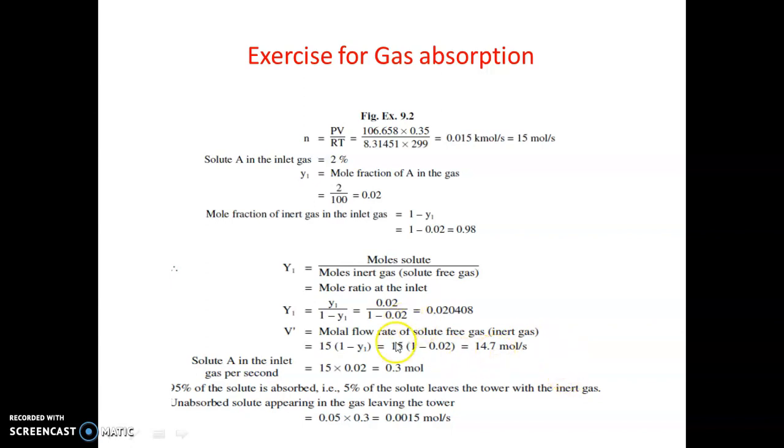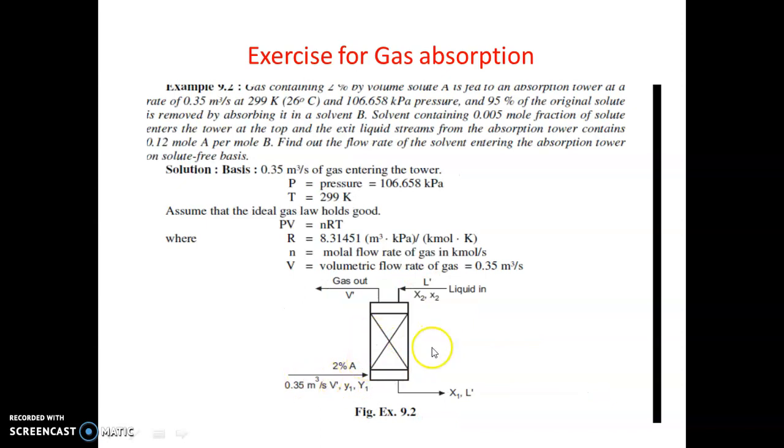Then we have to calculate the solute A in the inlet gas per second. So we have a total inlet molar flow rate of 15, and the solute is 2%. So multiply by this mole fraction, we get 0.3 moles. So this gas is going inside this tower, and the remaining is the air.